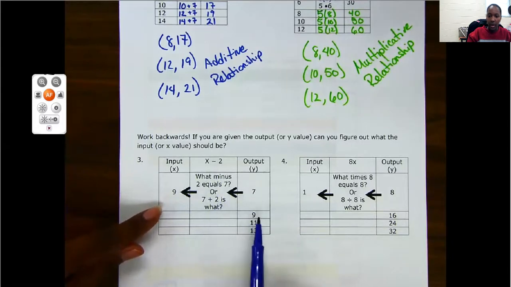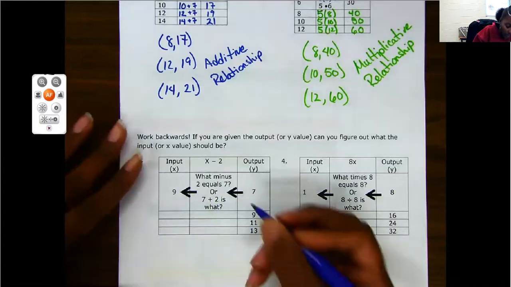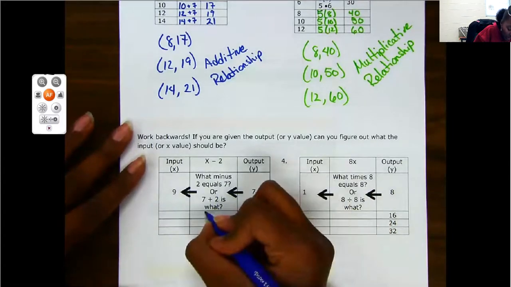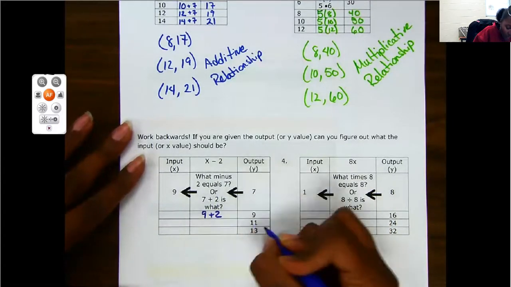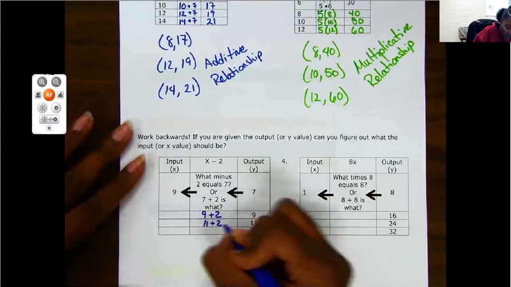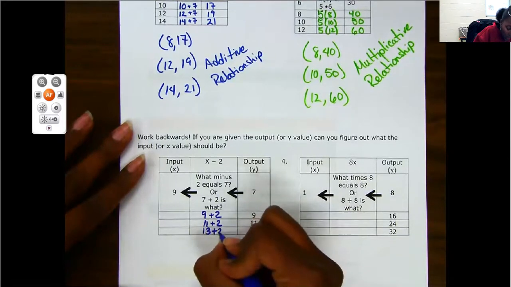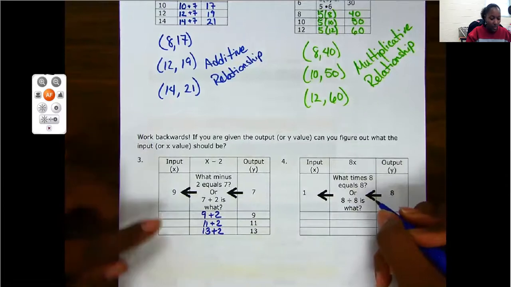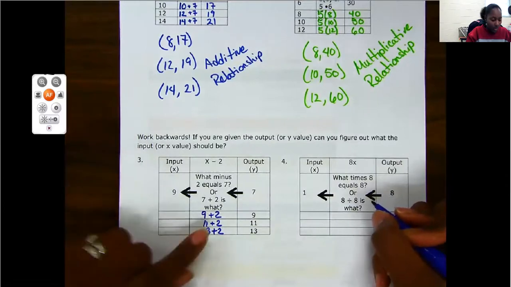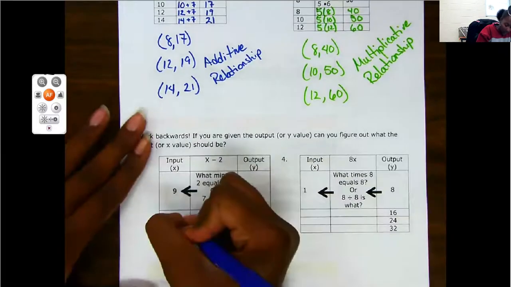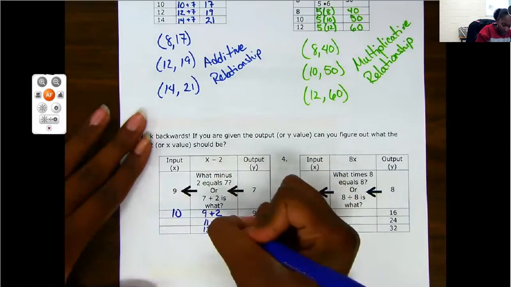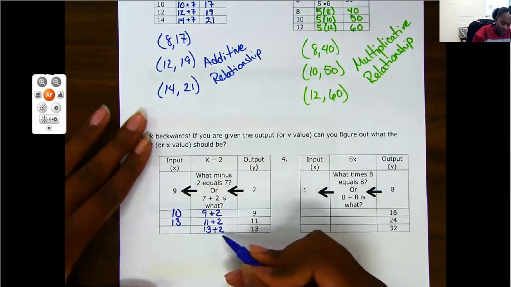Okay, so let's see, our next y is going to be 9. So we're going to put 9 plus 2. This one's going to be 11 plus 2. This one's going to be 13 plus 2. Okay, remember, we're trying to see what we started with. So 9 plus 2 is 11. 11 plus 2 is 13. 13 plus 2 is 15.